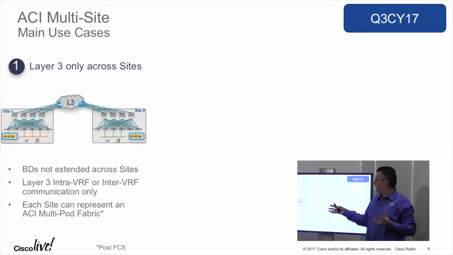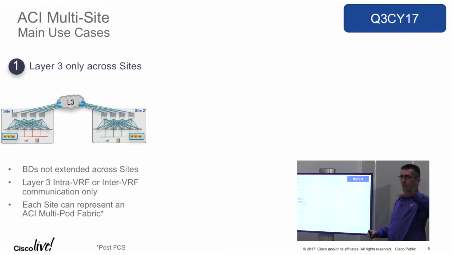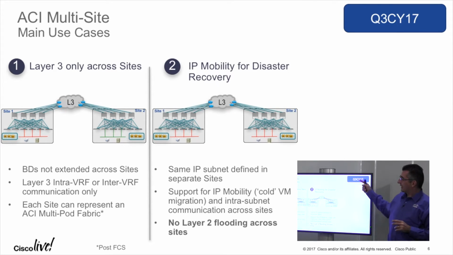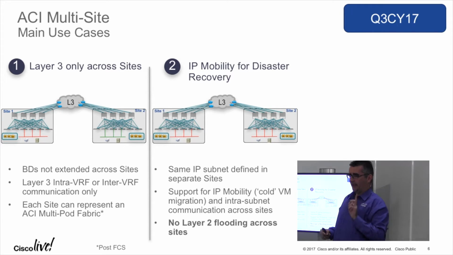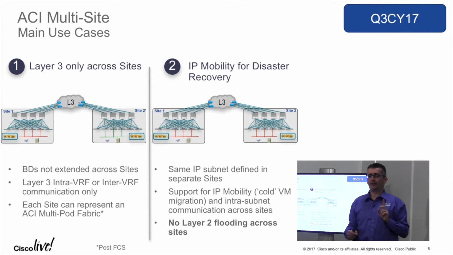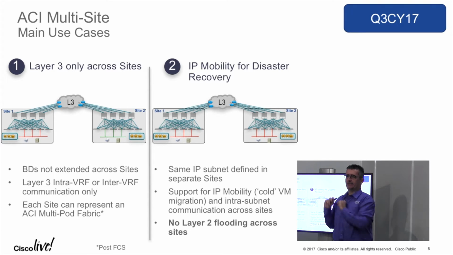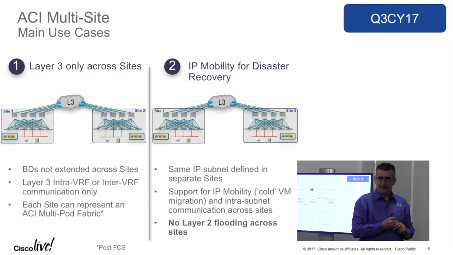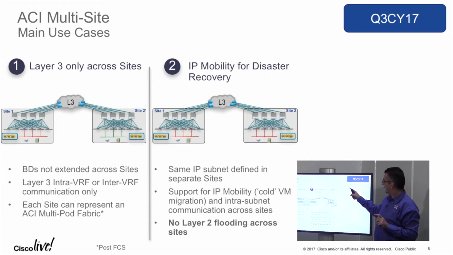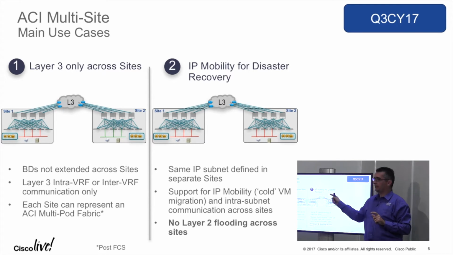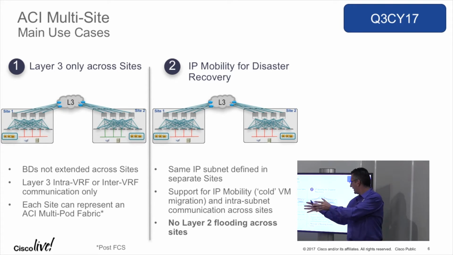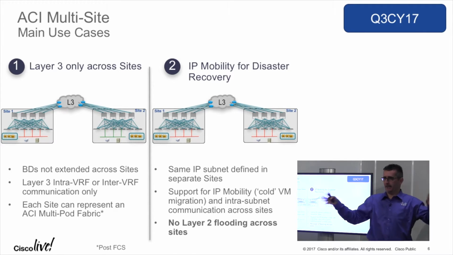So case 1, I have several customers that told me I only want layer 3 between my data centers, don't go ahead with layer 2 extension, I don't want it. But then they say, but then I want to do disaster recovery. And when I do disaster recovery, I don't want to readdress my application. I want to move the application to the disaster recovery site and maintain the same IP. So that's a case of IP mobility, which doesn't mean necessarily layer 2 extension or flooding. So the key is to allow the capability of recovering an application in a new site without having to extend the flooding domain.